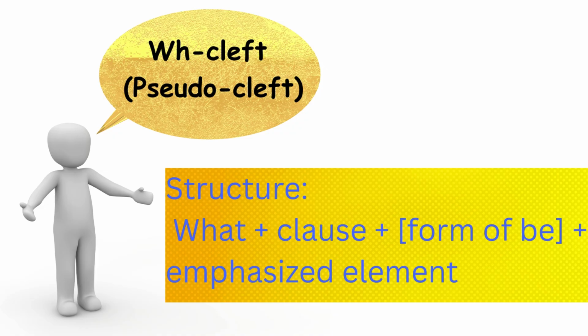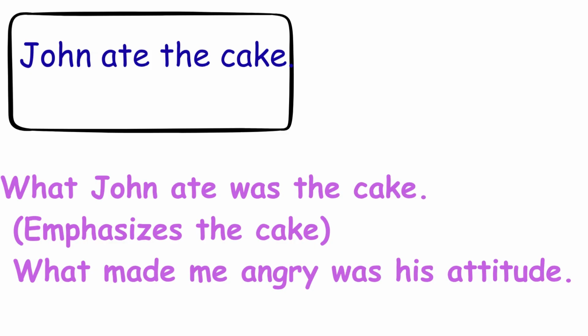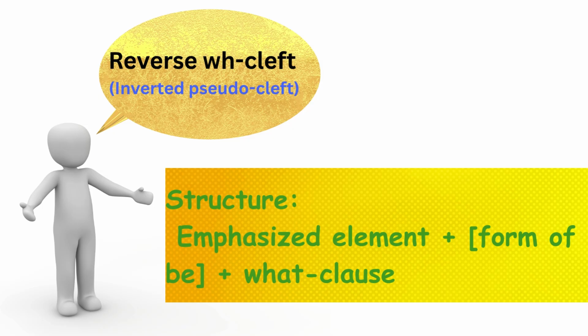2. Wh-cleft, pseudocleft. Structure: What plus clause plus form of be plus emphasized element. What John ate was the cake. Emphasizes the cake. What made me angry was his attitude.